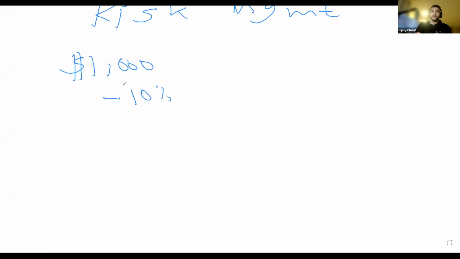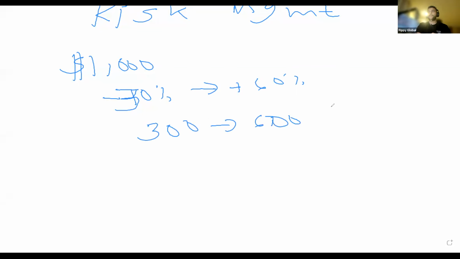It could be too much maybe for you. For me, it works. I go for a 30% stop loss, and I'm always looking to make around 60%. My risk is 30%. So for example, in this case, I am risking $300 to make $600. From a risk to reward standpoint, this is a 2 to 1 RR. This is a good quality trade.